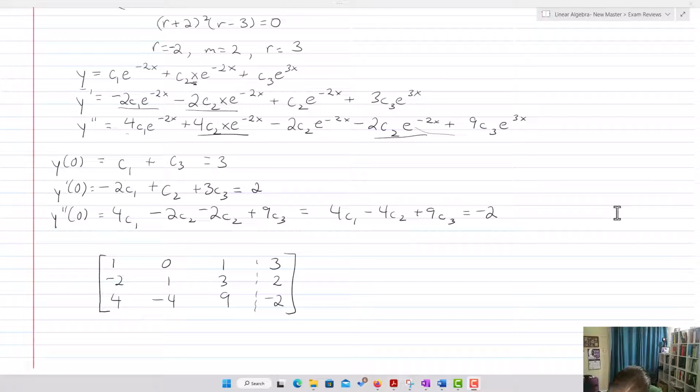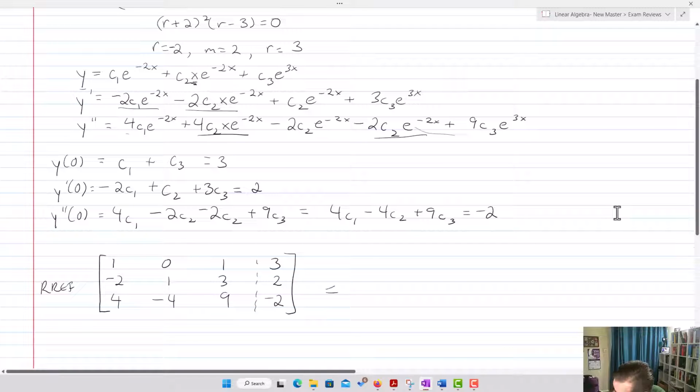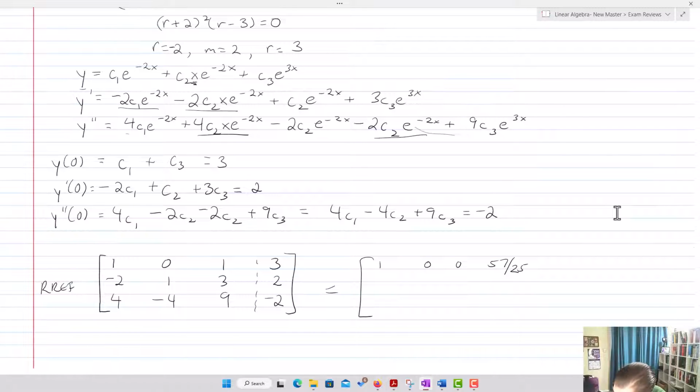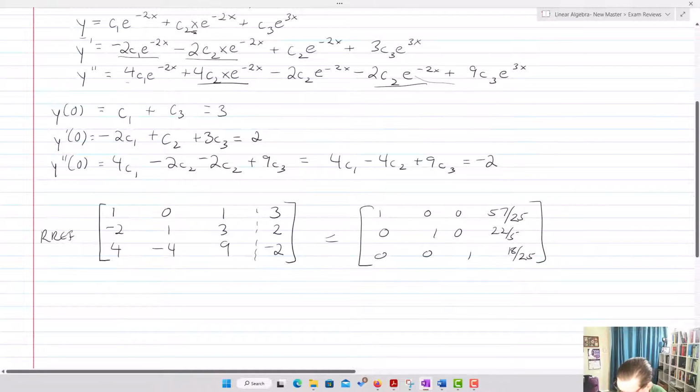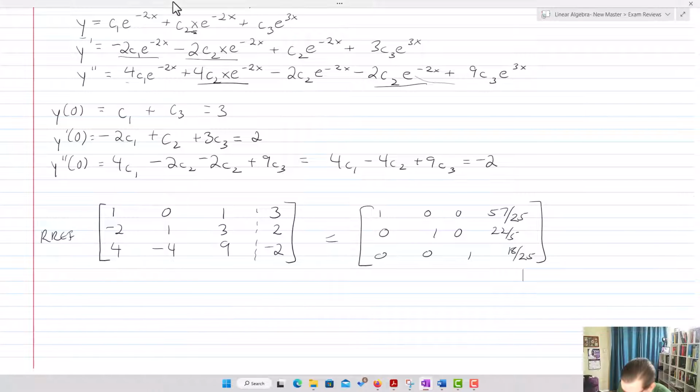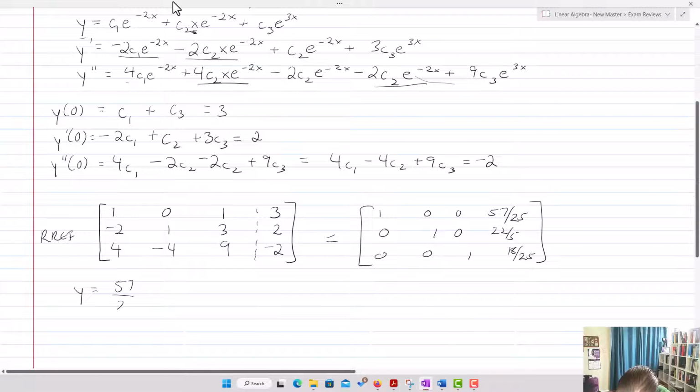And what I get, my RREF of this, ends up equaling 1 0 0 57 over 25, 0 1 0 22 over 5, 0 0 1 18 over 25. So now I just need to put that back into my original function y. That means the solution to my initial value problem is going to be y equals 57 over 25 e to the -2x plus 22 over 5 x e to the -2x plus 18 over 25 e to the 3x.